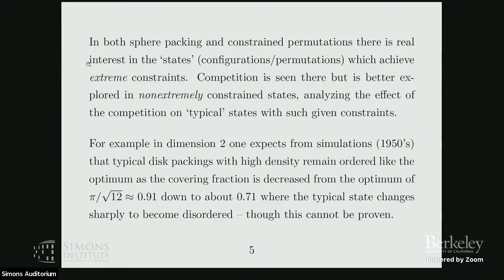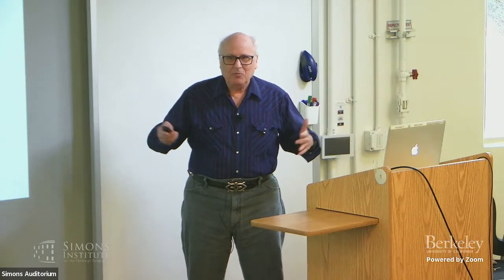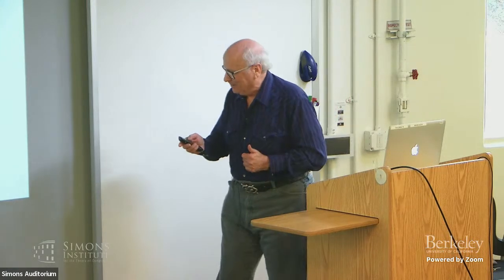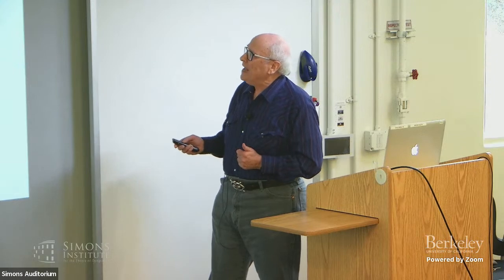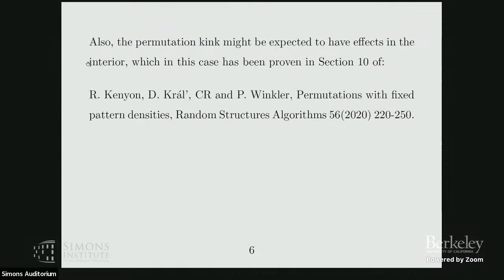And by the way, I say there's a sharp transition here, very far from being proven. I mean, people have tried to prove this forever. It's just very hard. So there's a lot of numerical evidence. You may want to accept that or not. That's personal. For permutations, I told you about that kink here. This actually does have influence inside. Okay. And that is proven in this paper. Well, published a couple of years ago, but it's actually a bit older.